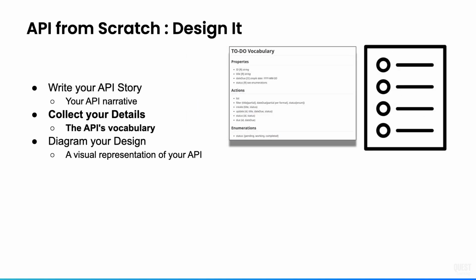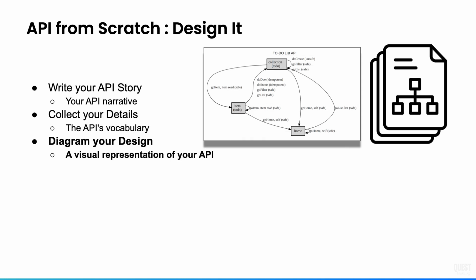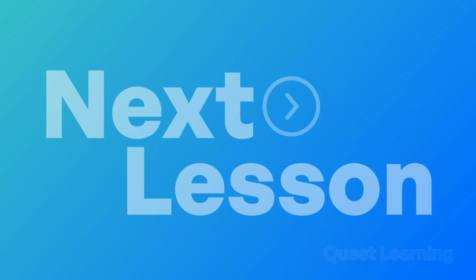Second, we turn that narrative into a details document that covers our vocabulary, all of the individual data properties, all of the action names, and the arguments that they pass back and forth, and any enumerations that would define valid values for particular data properties. Then once we have that, we can actually go through the work of creating a connection diagram that shows how the API interacts, how we go from home to collection to list, how we edit, update, change, and so on and so forth. Those three elements, your story, your details, and your diagram, is how we design an API from the ground up. So now let's go on to the next step.